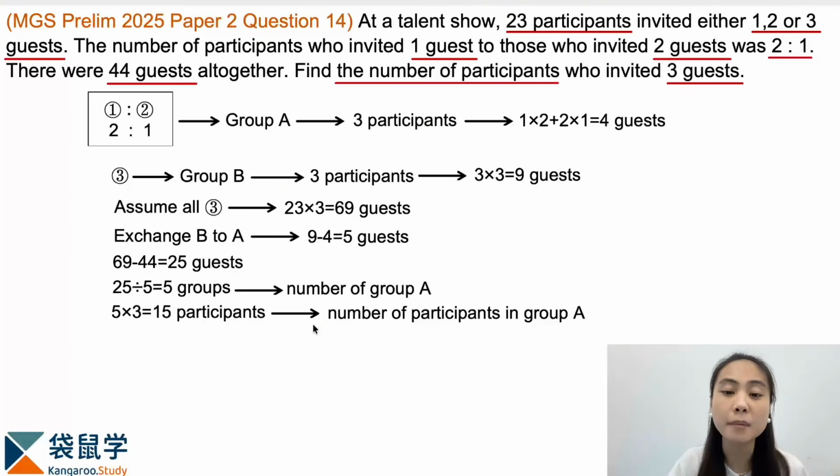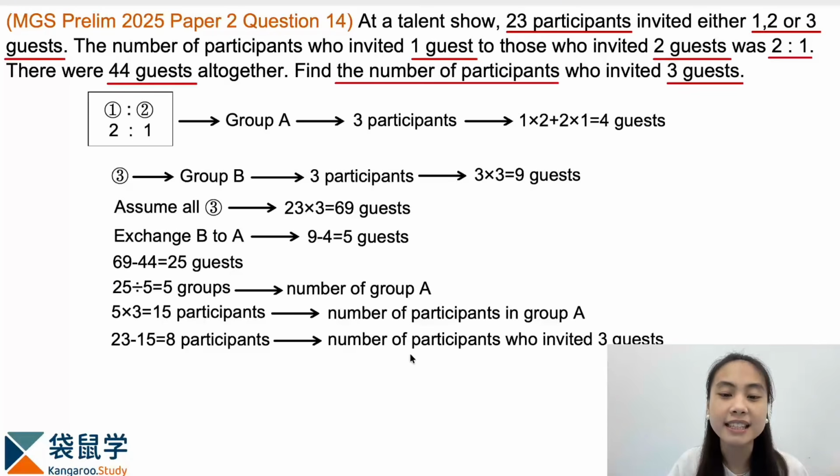Then can we know the number of participants in group B? We can use 23 minus 15 equals 8. And this is the number of participants in group B. Or we can say this is the number of participants who invited 3 guests. So this is the solution of this question.